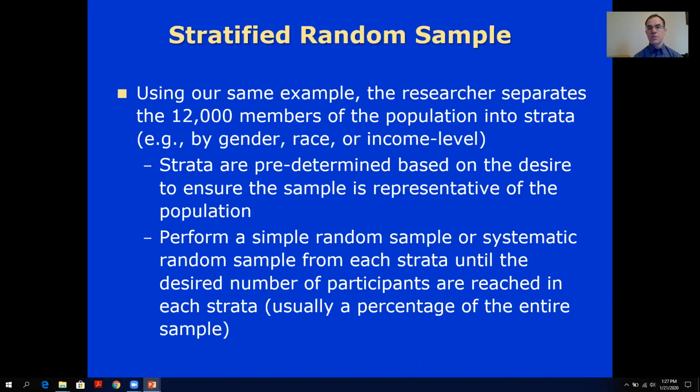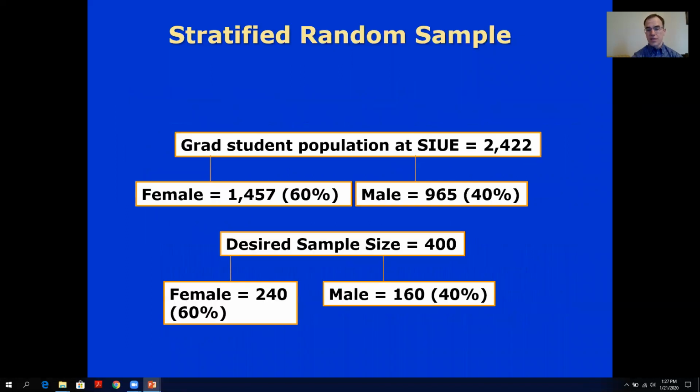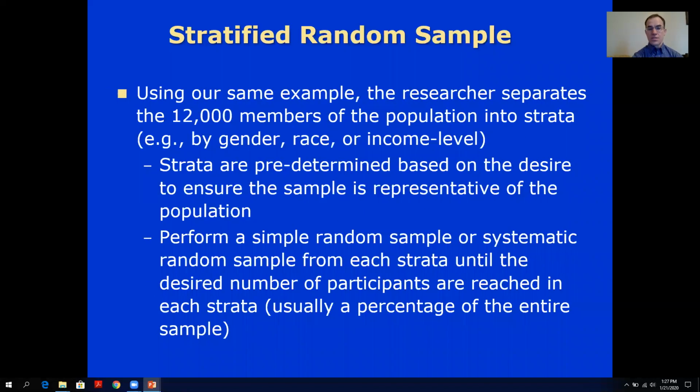You want to make sure that the sample is representative of the population as a whole. Now, you could perform a simple random sample or a systematic random sample from each stratum until the desired number of participants is reached in each stratum, usually a percentage of the entire sample. Well, let's continue with this using the SIUE example.